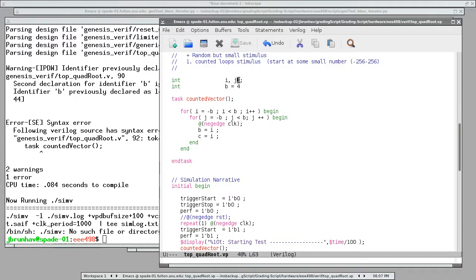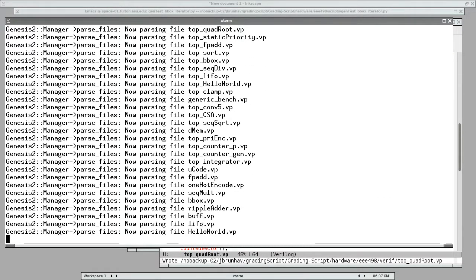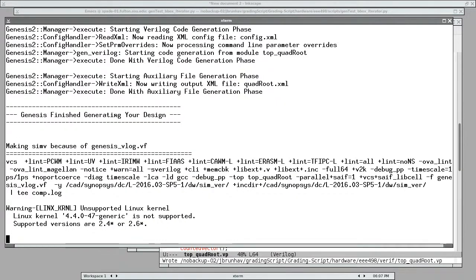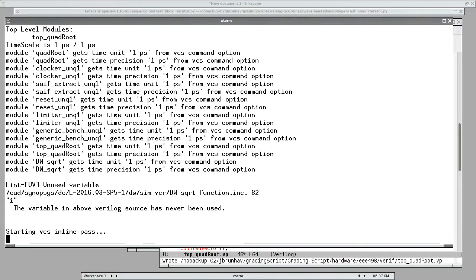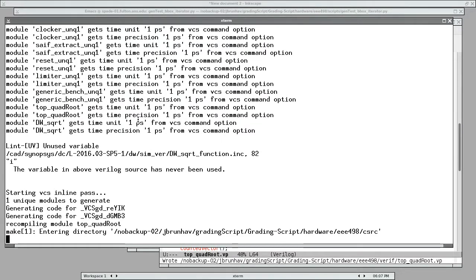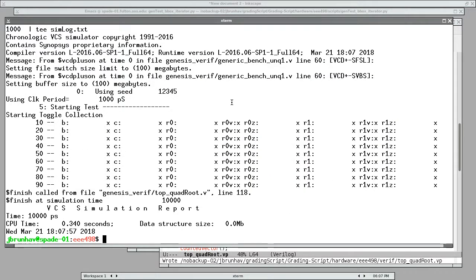Forgot the semicolon. Suppose I've been writing too much Perl, not Perl, Python, and not including semicolons. All right. Well, that's problematic.